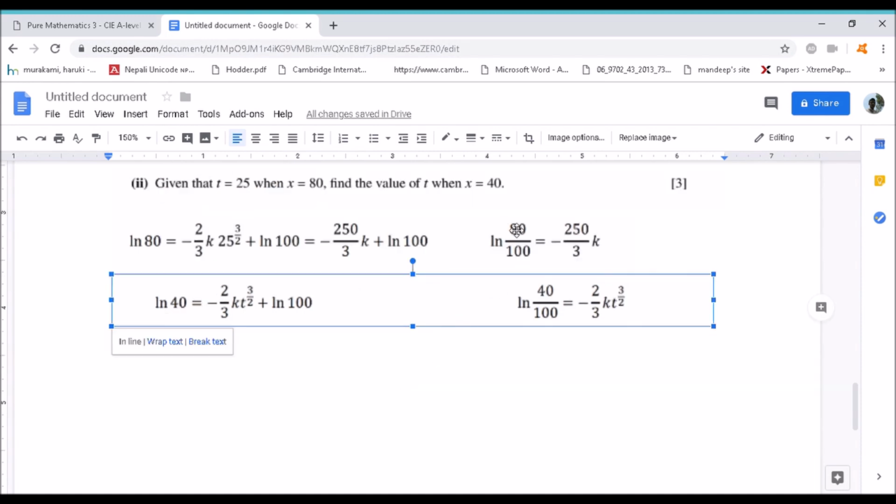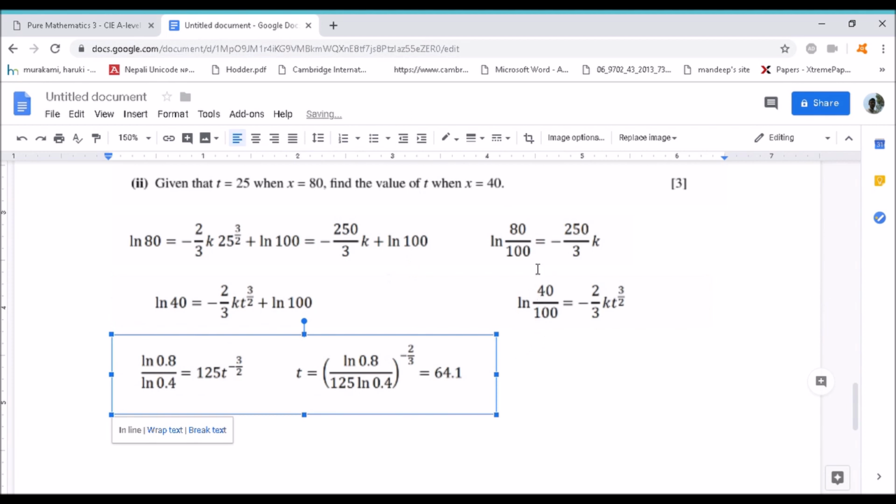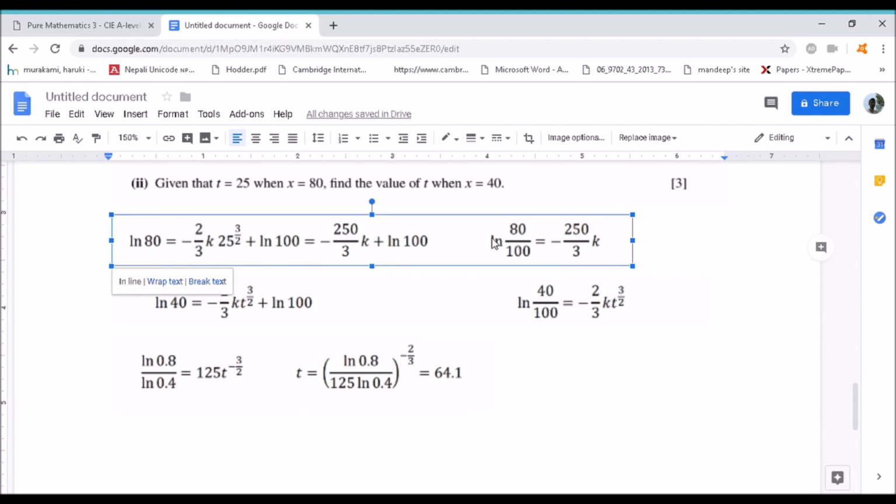So after this we divide this equation by this equation, so we will get 250 divided by 3 divided by 2 divided by 3, so k cancels, and it is a ratio thing. We will be left with this, so it will be ln of 0.8 divided by ln of 0.4 equals 125 over t to the 3 over 2, and t equals ln of 0.8 divided by 125 ln of 0.4, so t is equal to 64.1.